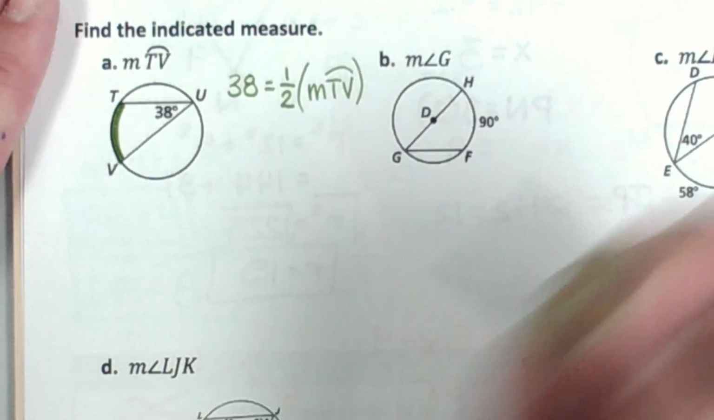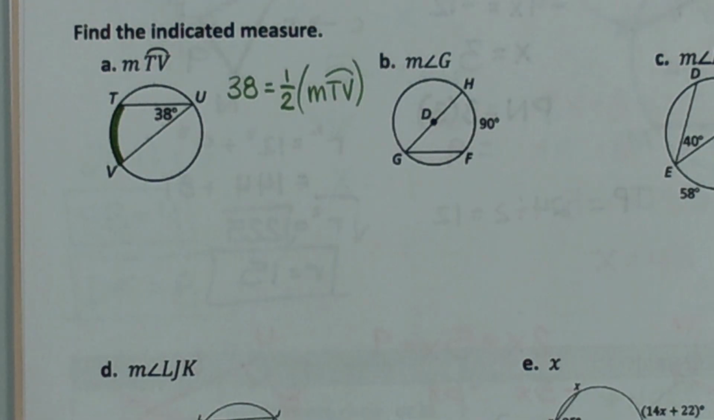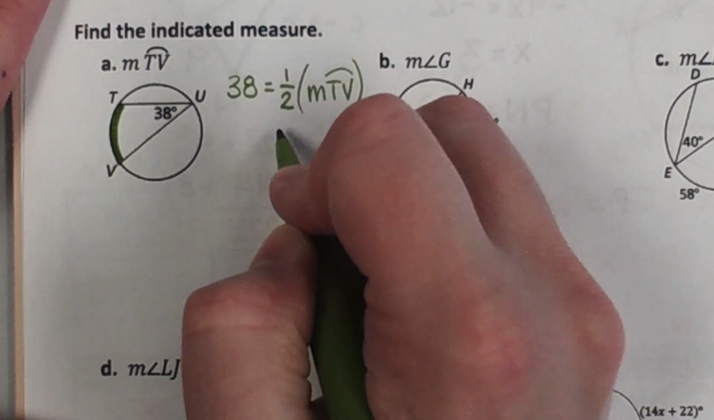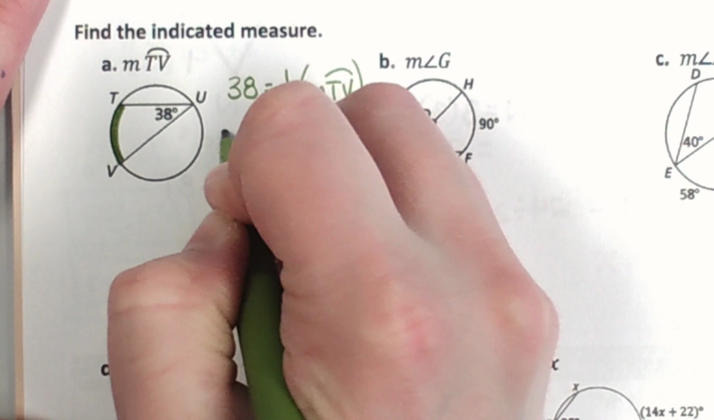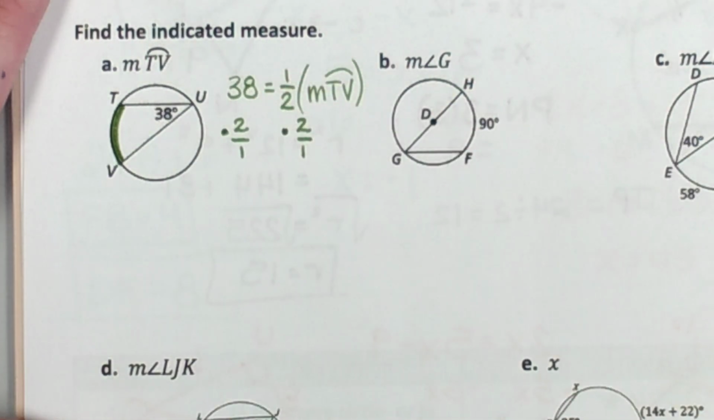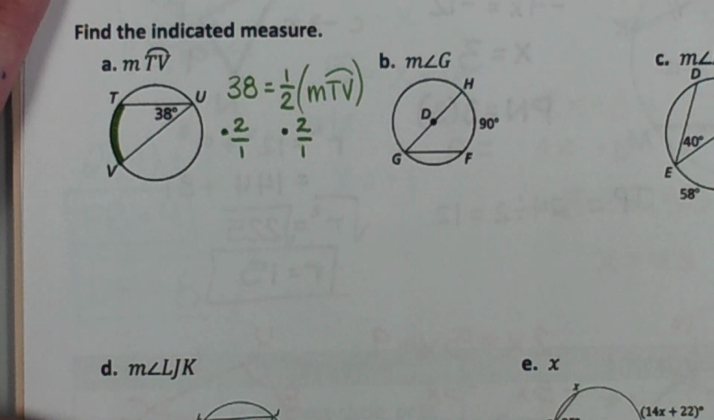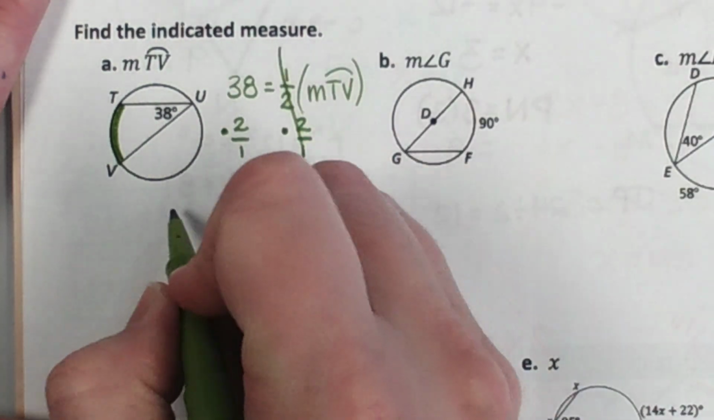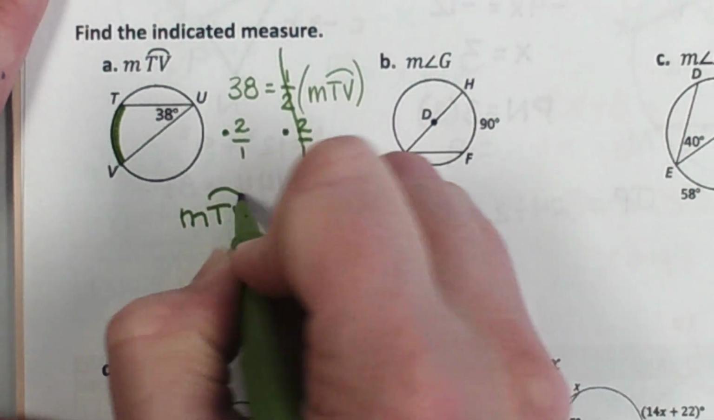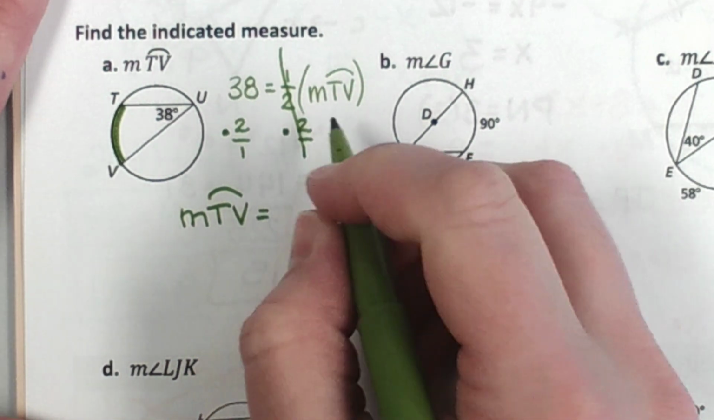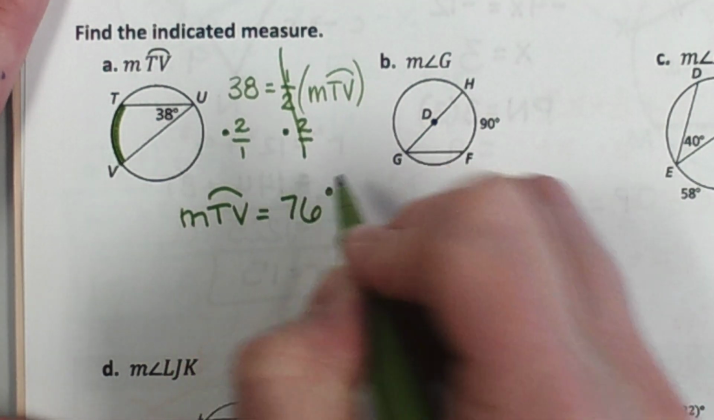Now, yes, some of you are absolutely correct. If I want to get the measure of TV alone, how do I get rid of a 1/2 being multiplied by something? Divide by 1/2, or to divide by a fraction, you multiply by its reciprocal. The reciprocal of 1/2 is 2/1, aka 2. So those of you who said the measure of TV is like 76 were absolutely correct.